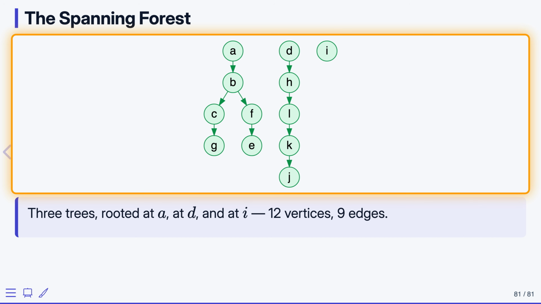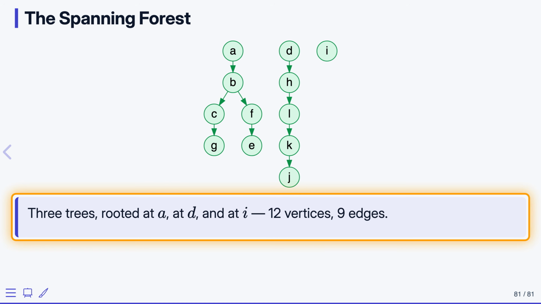This is the finished forest, drawn in green. The first tree is rooted at A, it holds 6 dots, and its arrows show the order we walk them. The second tree is rooted at D, it holds 5 dots in one long chain. The third tree is rooted at I, and it holds only I. Together they cover all 12 dots, and they use 9 edges in total.